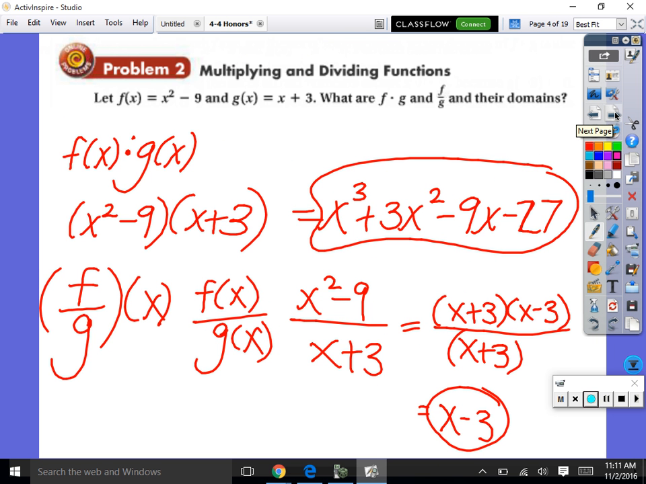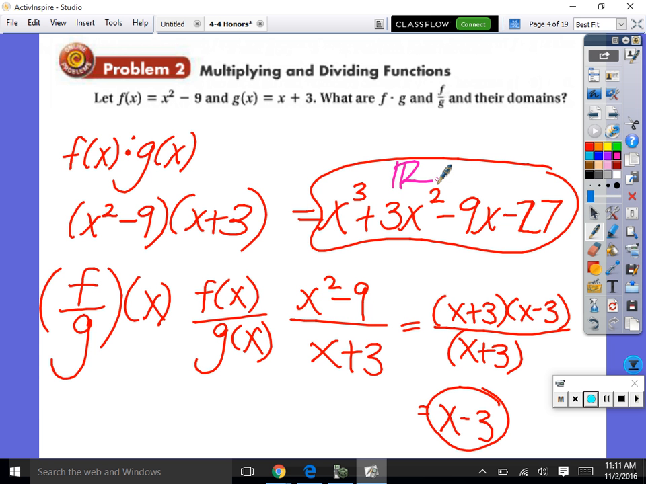Okay, looking at this one, is there any potential problems? No, no fractions, no radicals. So we can plug in any real number. So we would say all real numbers would be our domain. Does everybody understand? Or negative infinity to positive infinity.